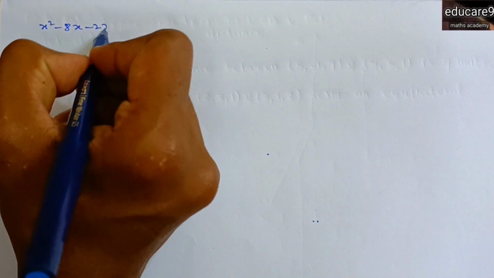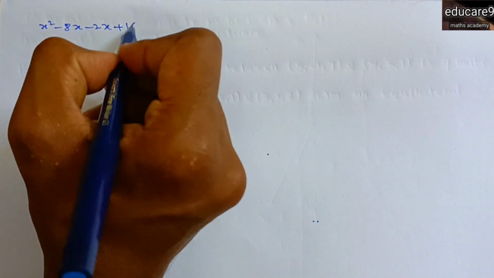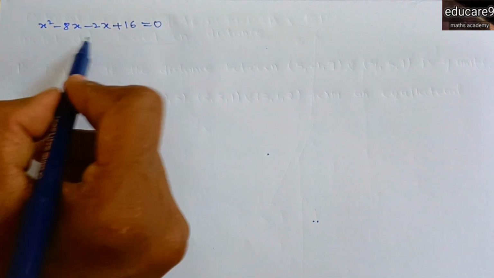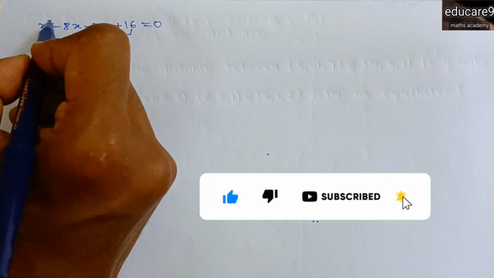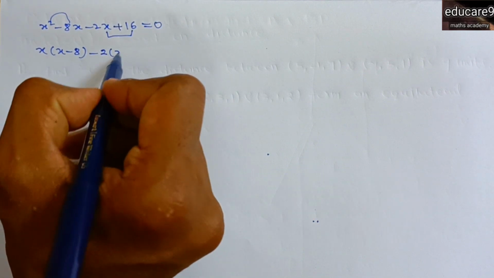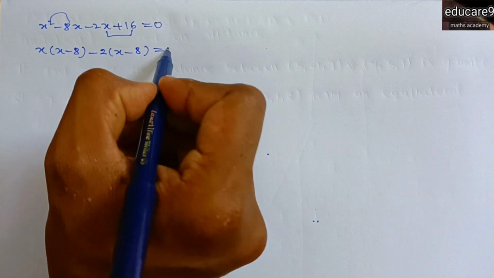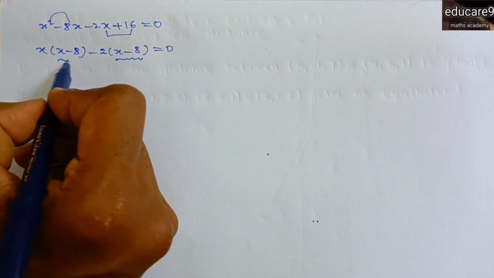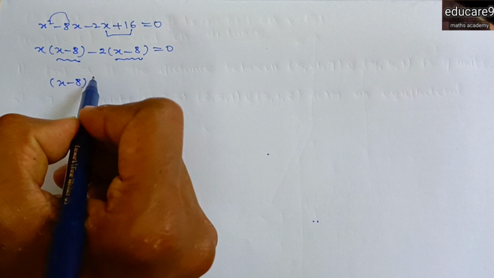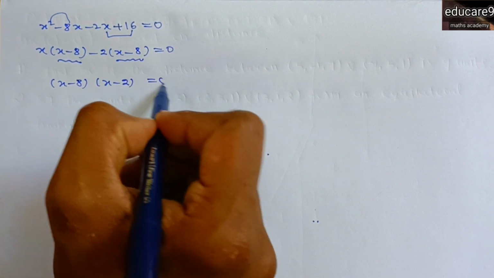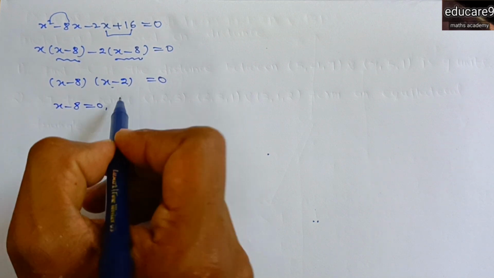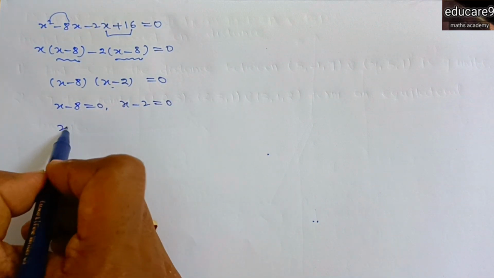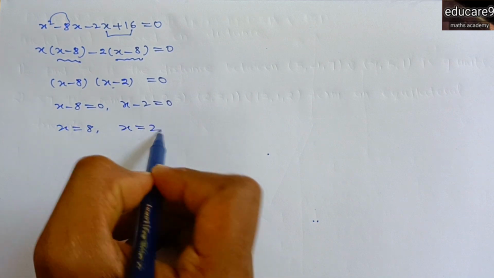So that is x square minus 8x minus 2x plus 16 equals 0. From the first two terms x is common, you will get x minus 8. From the second two terms minus 2 is common, x minus 8. Again x minus 8 is common. So x minus 8 into x minus 2 equals 0. Product of the terms is 0. Therefore x minus 8 is 0 or x minus 2 is 0. x equals 8 or x equals 2.